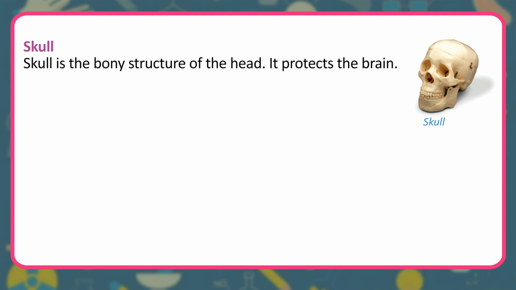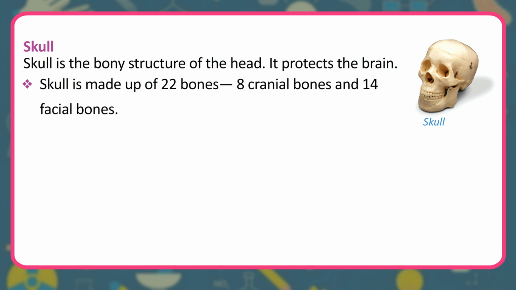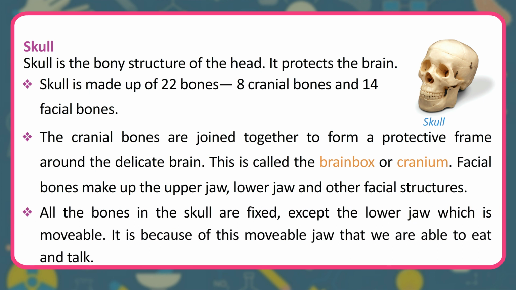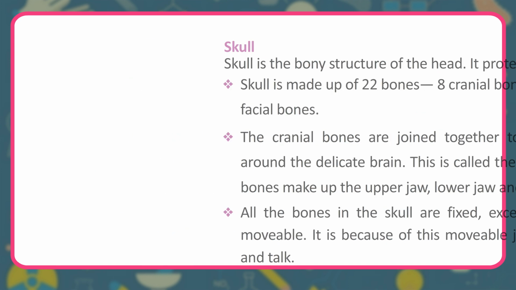Skull. The skull is the bony structure of the head. It protects the brain. The skull is made up of 22 bones, 8 cranial bones and 14 facial bones. The cranial bones are joined together to form a protective frame around the delicate brain. This is called the brain box or cranium. Facial bones make up the upper jaw, lower jaw and other facial structures. All the bones in the skull are fixed, except the lower jaw which is movable. It is because of this movable jaw that we are able to eat and talk.